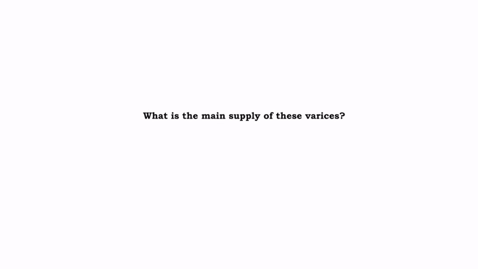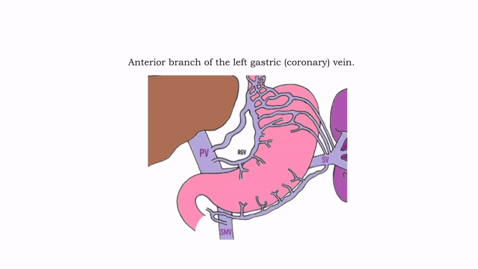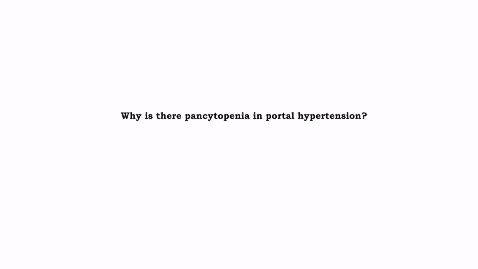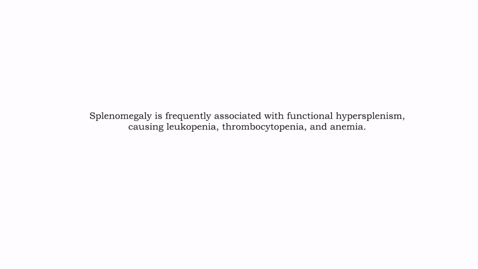What is the main supply of these varices? Main supply of gastroesophageal varices is the anterior branch of the left gastric vein, which is also known as coronary vein. Why is there pancytopenia in portal hypertension? Splenomegaly is frequently associated with functional hypersplenism, leading to increased destruction of blood cells causing leukopenia, thrombocytopenia, and anemia.